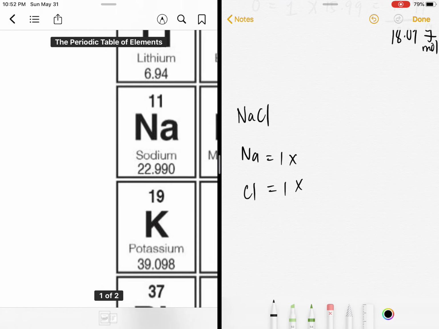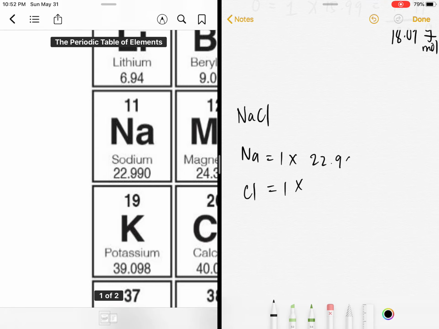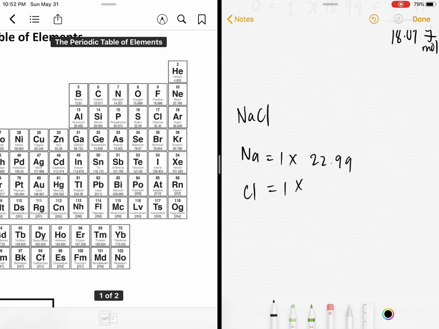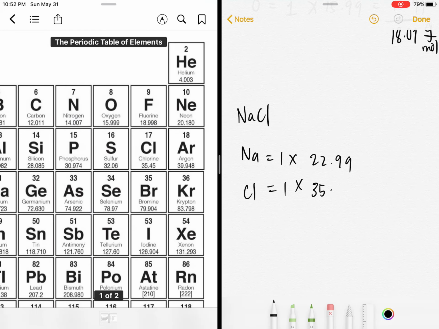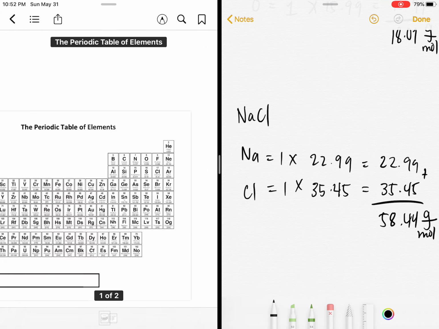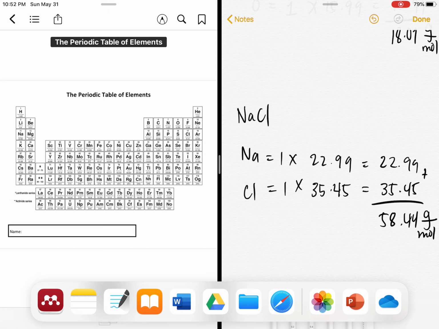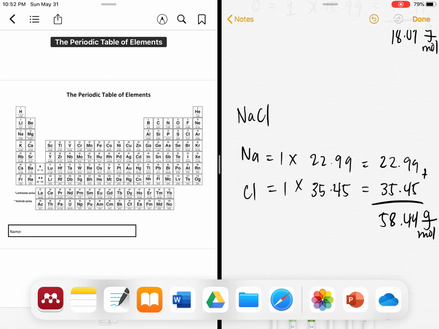Next, multiply with the atomic weight. So, si sodium ay group 1. So, ang kanyang atomic weight is 22.99. Si chlorine ay 35.45. Step 4, get the total. So, 22.99 plus 35.45. So, punch those numbers in your calculator. Ayan, input natin sa calculator. The value is what? 58.44. What's the unit? Gram per mole. Gram per mole pa rin po ang unit, no? Formula mass, molecular mass, gram per mole pa din po ang unit.